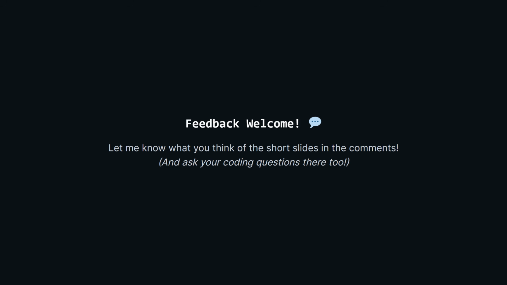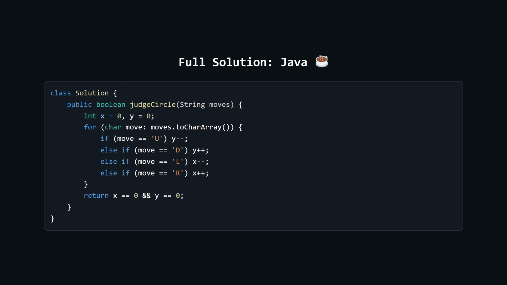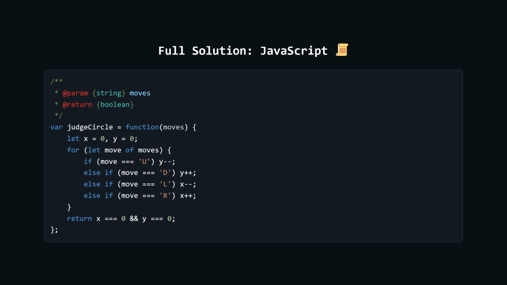Now let's look at the other languages. Here is the full simulation solution written in Java. Notice the logic is identical. It just uses a character array for the loop. Next up, here is the C++ version, which looks very similar. And finally, here is how you would write the same logic in JavaScript.